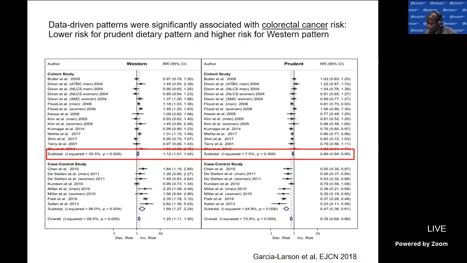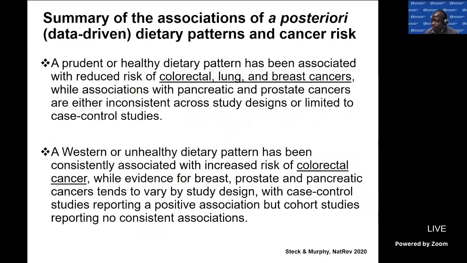And in 2018, Garcia Larsen also conducted a synthesis of these studies that found a strong association with risk of developing colorectal cancer. So a brief summary here is that the PCA-derived dietary patterns identified a healthy or prudent dietary pattern that is associated with reduced risk of colorectal, lung, and breast cancer, and a Western or unhealthy dietary pattern associated with higher risk of colorectal cancer.